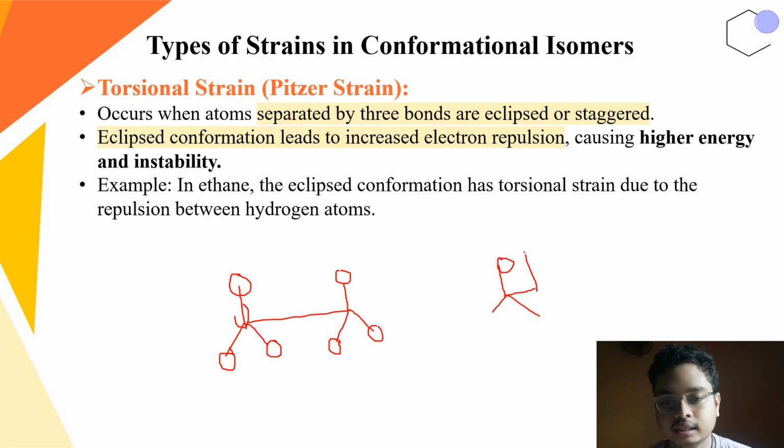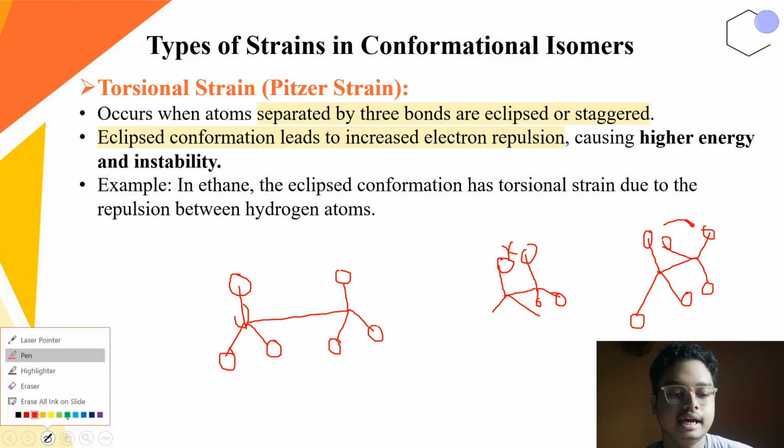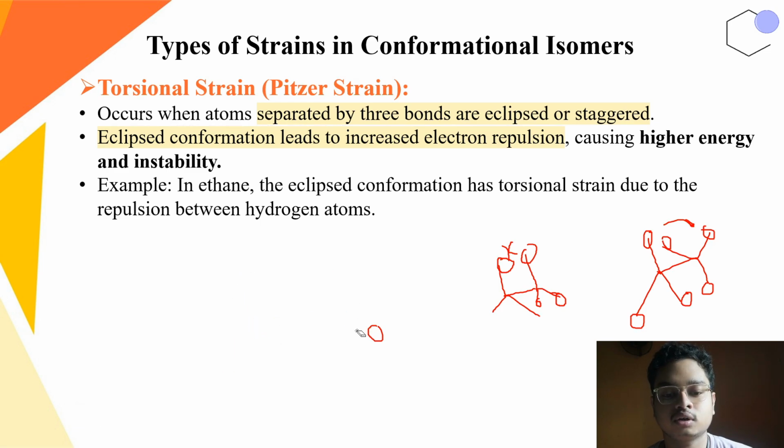So when these types of groups are present here, if the groups are bulky enough, there is steric repulsion in the case of eclipsed. But in the case of staggered, we can see there will be lesser steric repulsion because here the groups are not in direct vicinity. So this type of strain is observed. This is called the torsional strain, and from torsional strain we can also talk about steric strain, which is discussed next.